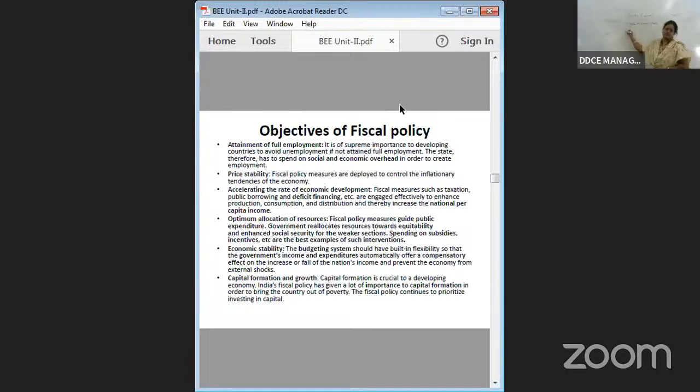Come to the second one. What is the second objective of fiscal policy? That is price stability. That was the second objective of fiscal policy. The third objective is reduction in inequality. That was the third objective of fiscal policy. Let me tell you one by one what these objectives are all about.